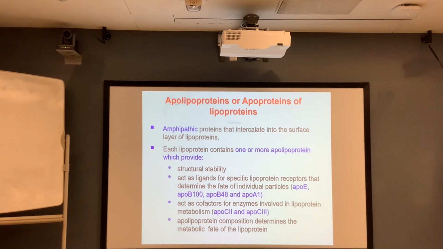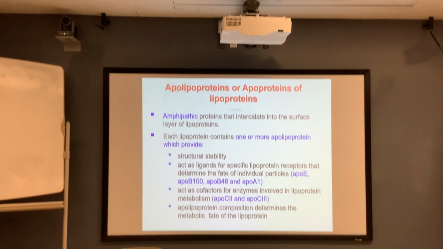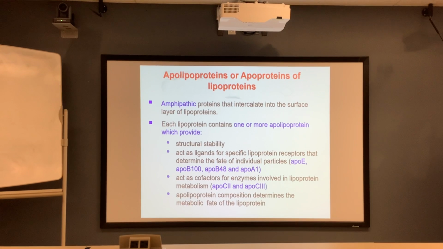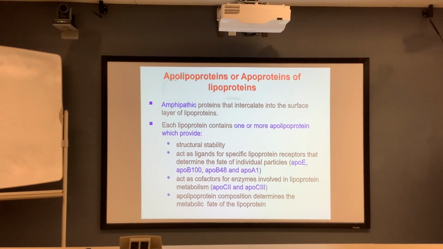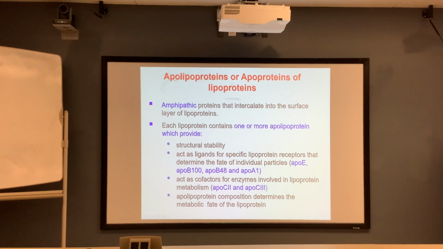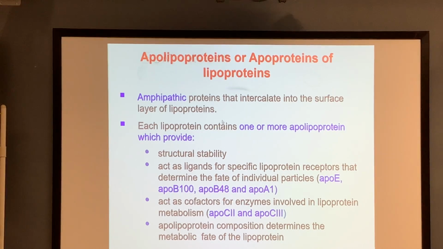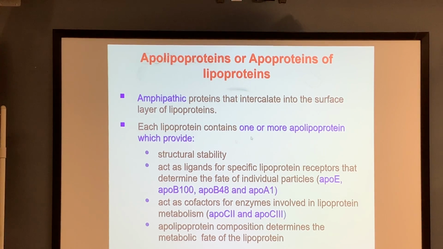Now, to talk a little more about apolipoproteins. These are the apoproteins of lipoproteins. Don't forget, lipoproteins are lipids combined with the apoproteins. But when you have apolipoproteins, these are the apoproteins of lipoproteins. And these are amphipathic proteins that wedge themselves between the surface layer of lipoproteins. And a number of them contain one or more proteins.